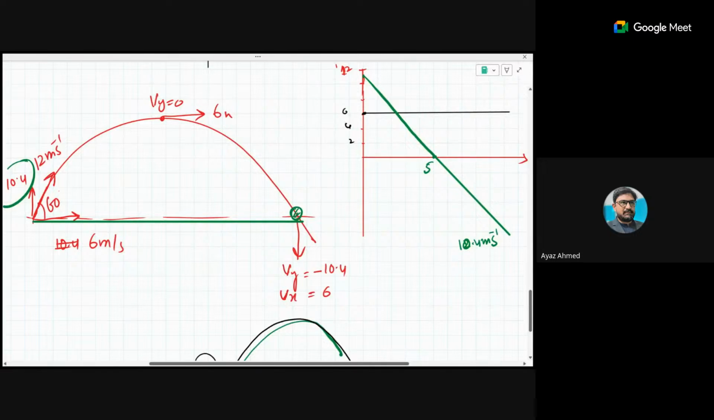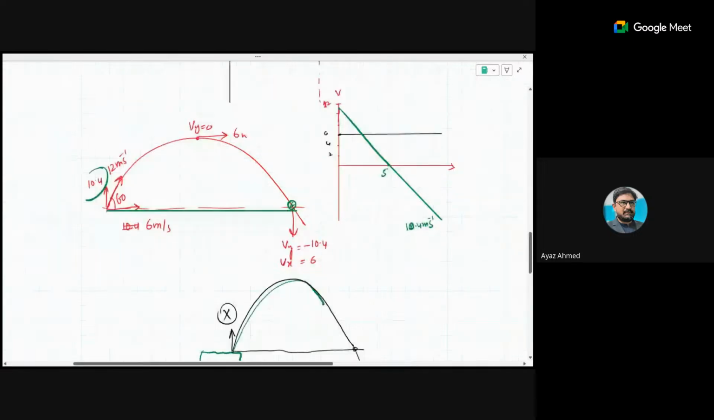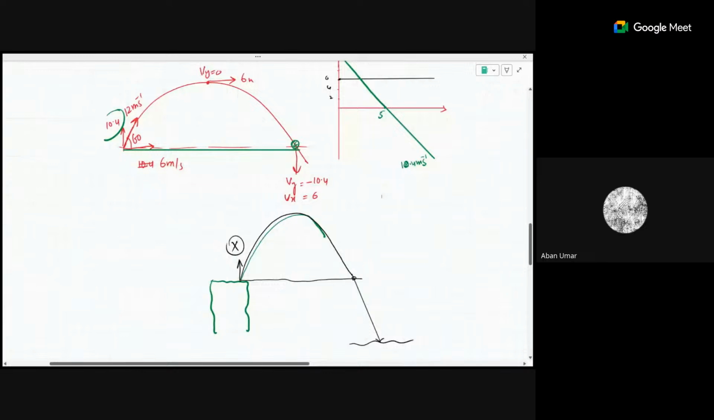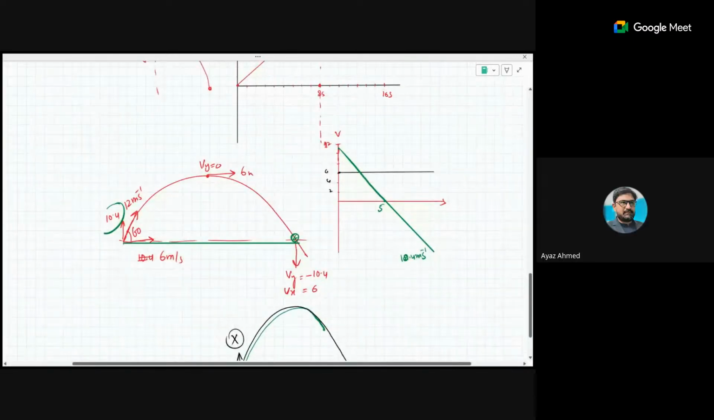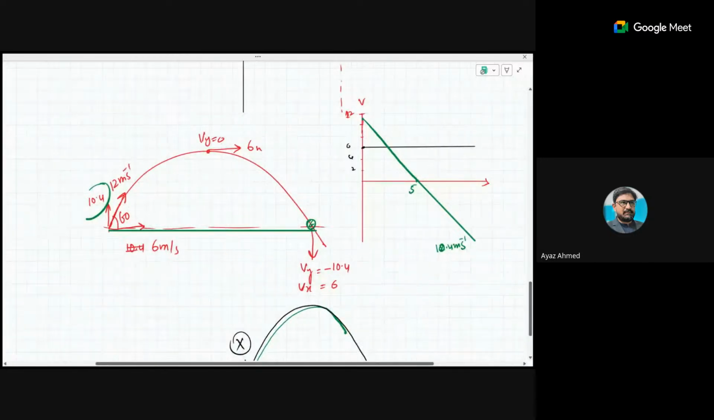So is this very clear to everyone? Yes, sir. Any confusion? Aban, Mohsen, Yahya, Mustabshir?